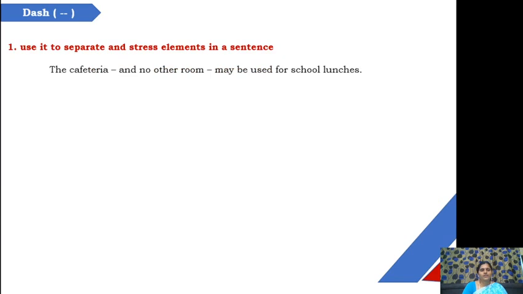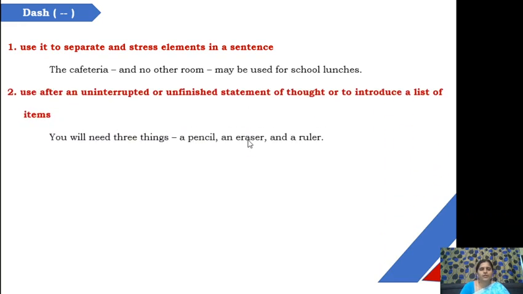Dash. A dash is like a hyphen only. Use it to separate and stress elements in a sentence. When you want to stress a part of a sentence, or when you want to emphasize a part of a sentence, then we usually keep that in between the dashes. The cafeteria—and no other room—may be used for school lunches. Use after an uninterrupted or unfinished statement of thought, or to introduce a list of items. You will need three things—a pencil, an eraser, and a ruler.